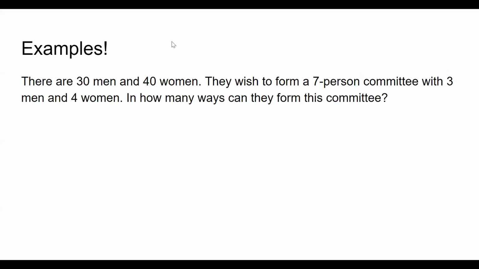Okay, so as many of you have noticed, this question is pretty computationally difficult. The main idea is that it's 30 choose 3, times 40 choose 4, where 30 choose 3 is the number of ways you can choose the 3 men on the committee, and 40 choose 4 is the number of ways to choose the 4 women.